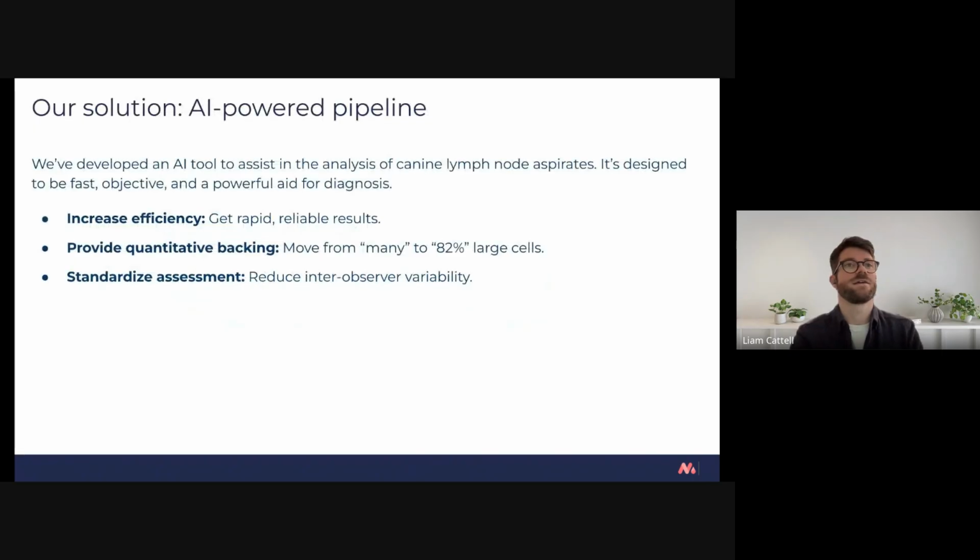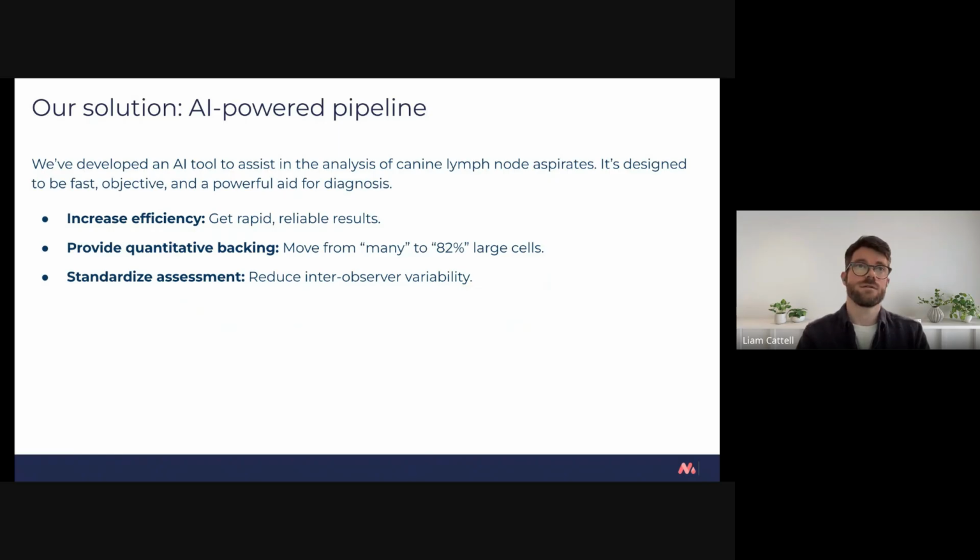Okay, next slide. So our solution to this is an AI-powered pipeline, and some of you on this call may be customers of ours and may have experienced our AI in other tests as well, primarily the CBC, but we also do skin and ear cytology AI tests too for dogs and cats. And this is an extension of our AI services. So we've developed an AI tool to assist in the analysis of canine lymph node aspirates. And as Dr. Davis said, it's designed to be fast, it's designed to be objective, and hopefully a powerful aid for diagnosis.